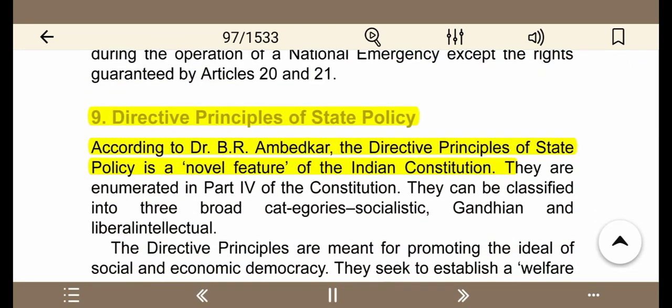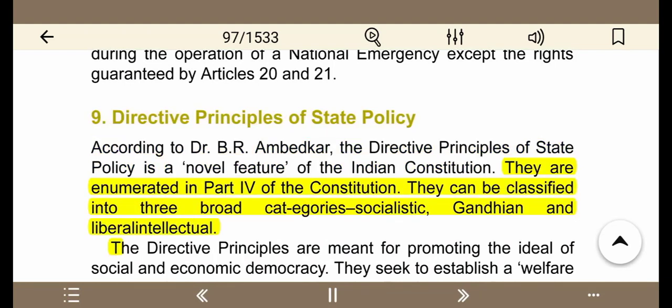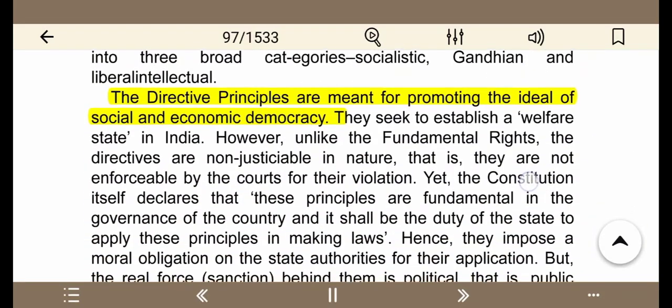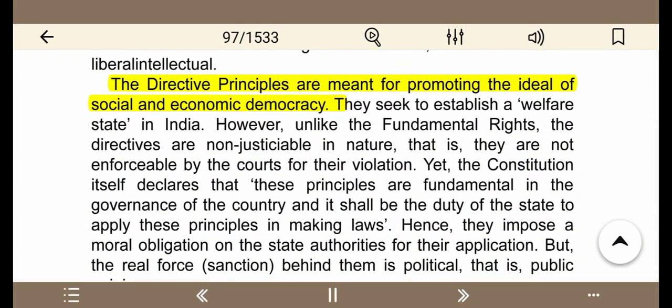According to Dr. B.R. Ambedkar, the Directive Principles of State Policy is a novel feature of the Indian Constitution. They are enumerated in Part 4 of the Constitution. They can be classified into three broad categories: socialistic, Gandhian and liberal intellectual. The directive principles are meant for promoting the ideal of social and economic democracy. They seek to establish a welfare state in India.